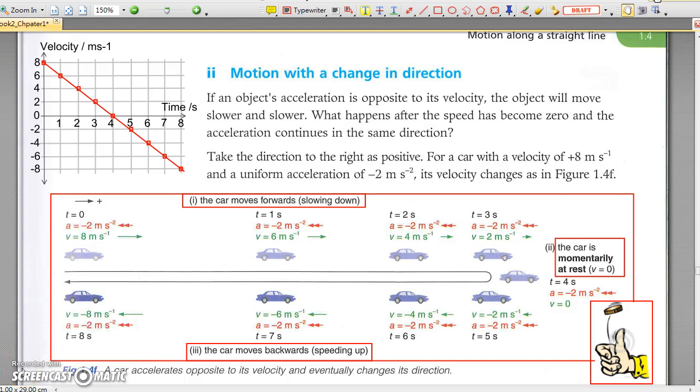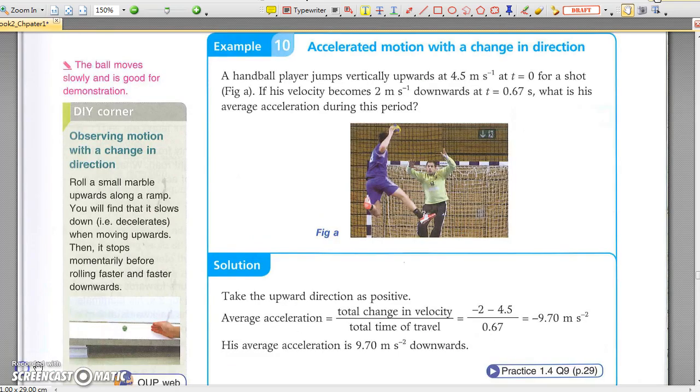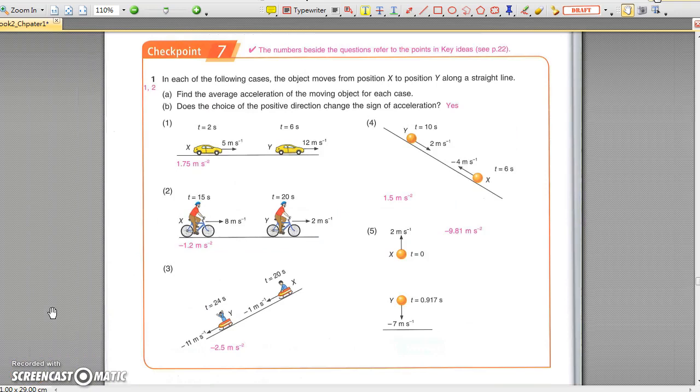Similarly, you may also toss a coin into the air and observe its motion. It is fast when it just leaves your hand, and then it slows down as it rises, becomes momentarily at rest at the highest point, and then speeds up again as it begins to fall. In example 10, the downward acceleration of a handball player when he jumps is calculated. Now try 12.7, and then the quiz following the video.